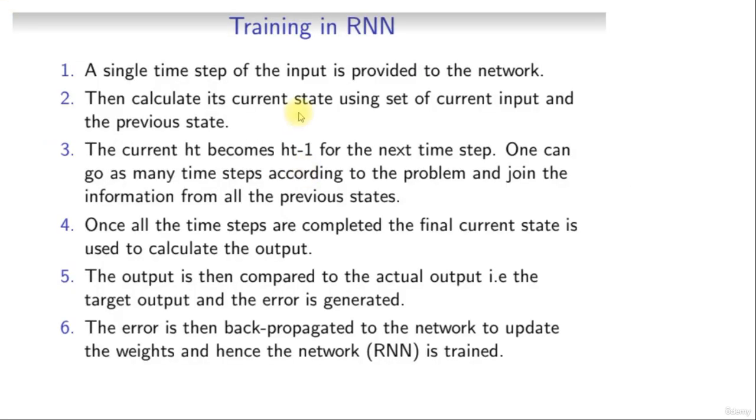Now let's understand training in RNN. A single time step of the input is provided to the network. Then we calculate its current state using the set of current input and previous state. The current ht becomes h(t-1) for the next time step. One can go as many time steps as the problem requires and join the information from all previous states.